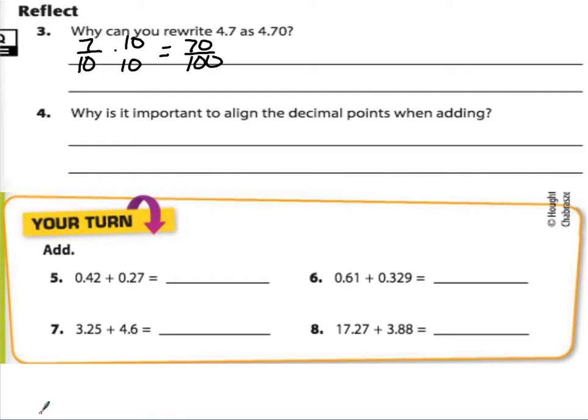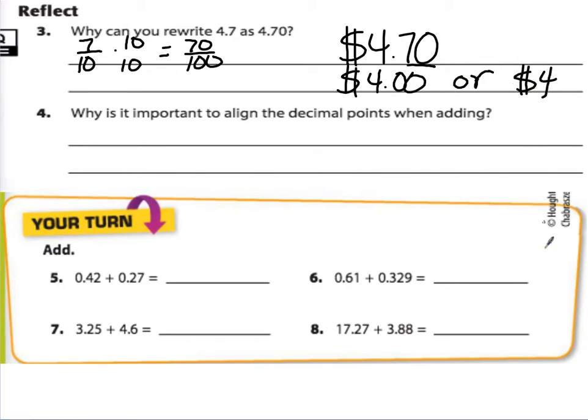Okay, so it's the same thing with decimals. Think about money. If I have $4.70, I usually write it like this, but when I don't have the change, so let's say I just had $4, sometimes we write it like this, and sometimes we write it like this. They mean the same thing. These two zeros at the end don't add any value to it, okay? This and this are equivalent.